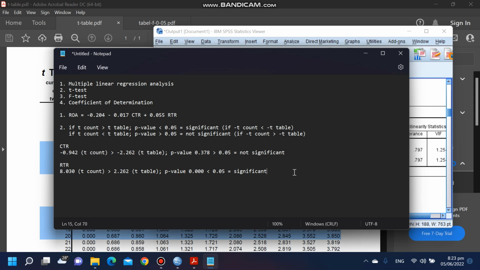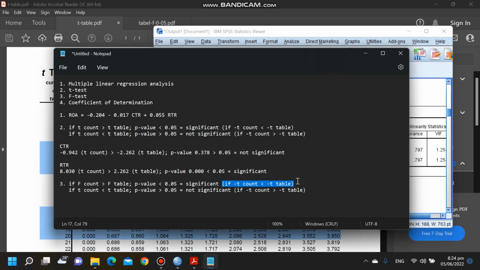It means that cash turnover ratio has no significant influence towards ROA, and receivables turnover ratio has significant influence towards ROA. And then we go on to the F test. So for the F test, actually it is quite similar with the t-test. If the F count is more than the F table and the p value is less than 0.05, it is significant. And if the F count is less than the F table and p value is more than 0.05, it is not significant.